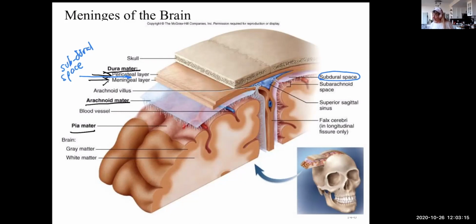The arachnoid has a space below called the subarachnoid space. So arachnoid mater, subarachnoid space. The subdural spaces between the layers of the dura mater are to drain blood from the brain. And the periosteal, or pardon me, the meningeal layer infolds to form some structures that add support to the brain, the falx cerebri, for example.